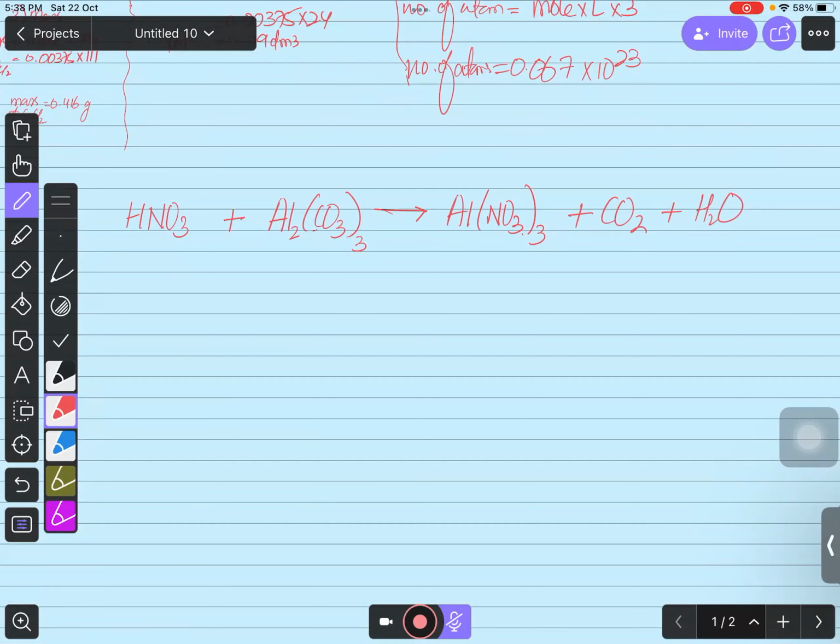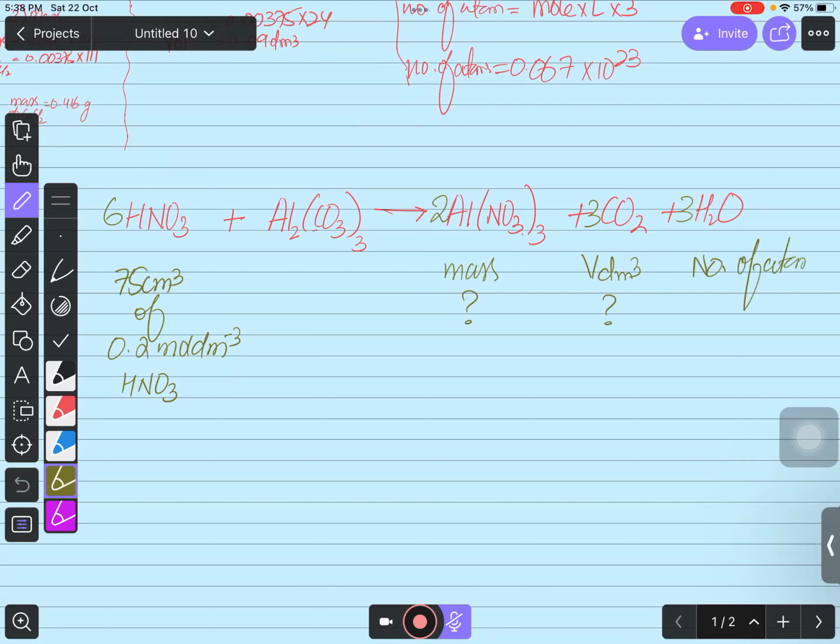अब इसको बैलेंस करना सबसे ज्यादा इंपॉर्टेंट है. So I am writing 2 over here. हमारे पास 2 अमोनियम हो गए. And if you see, we have 2 nitrate, so it will be 6 3 3. So it is balanced now, right? So for example बच्चों, I am giving you 75 centimeter cube of 0.2 mole per decimeter cube HNO3. I just want कि आप लोग इसका मास निकालें, इसका वॉल्यूम आप डेसीमीटर क्यूब में निकालें और इसके नंबर ऑफ एटम्स निकालें. ठीक है बच्चों, निकाल लेंगे.